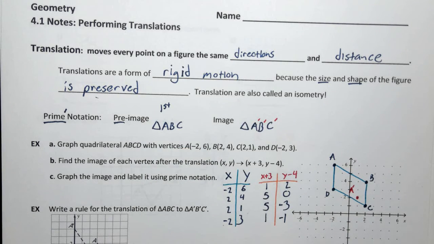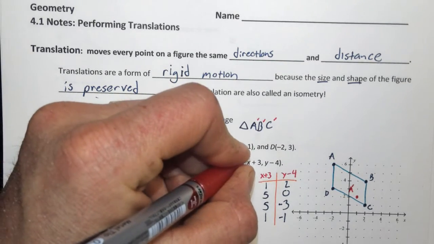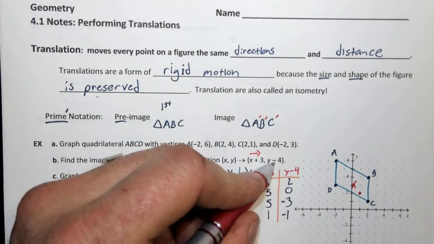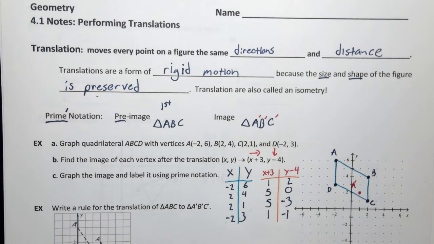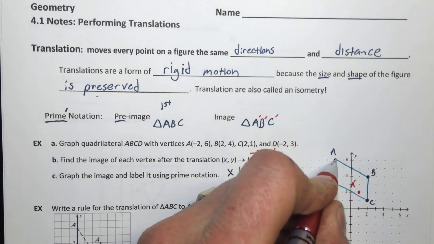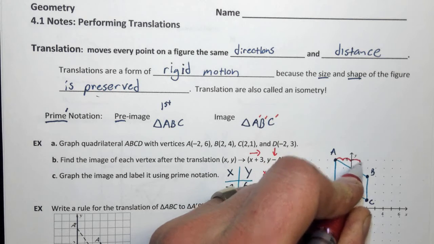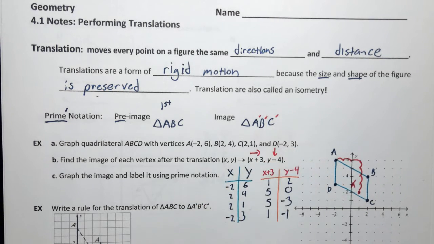Okay, now that is not the only way that you can do this, though. You can also use your good old friend, the bunny hop technique. If you notice that you have x plus 3, that really means you're moving your graph to the right 3 units. And if you have something like y minus 4, that really means you're moving your graph down 4 units. So you can see that happening right here. If I start here at A, and I move to the right 3 bunny hops, and then I move down 4 bunny hops, I will end up at A prime.